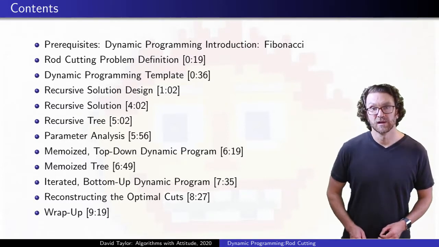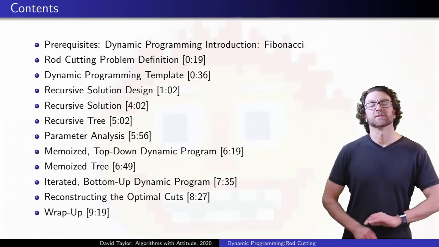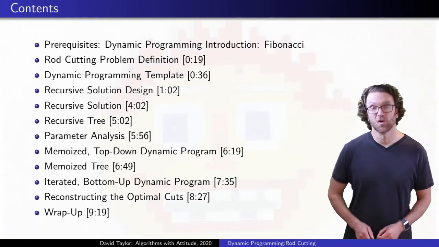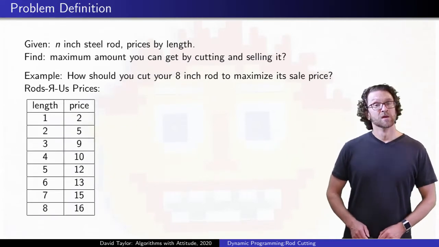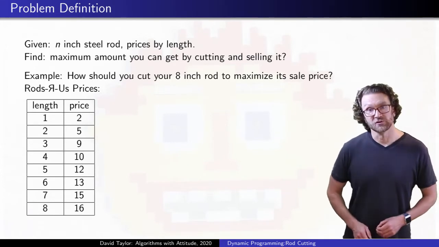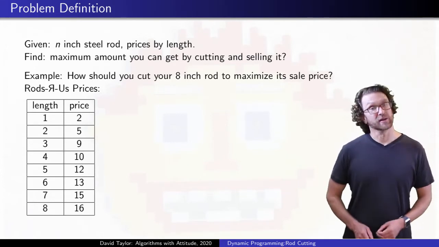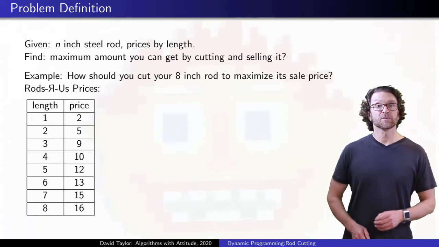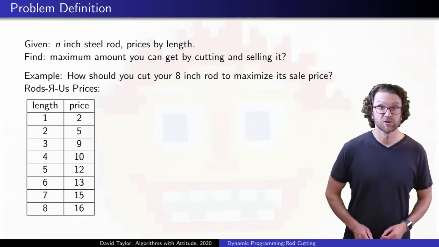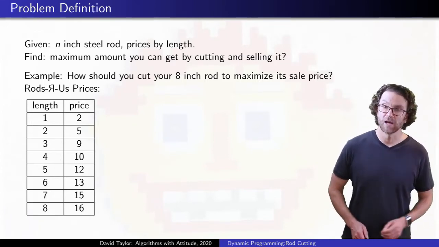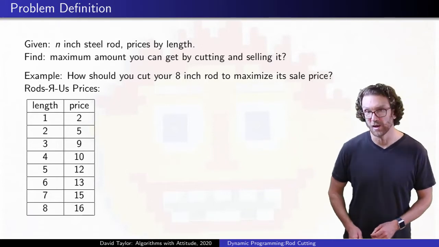Let's jump right in and define the problem, hopefully in a completely natural, non-awkward way. So you've got this n-inch long steel rod, and you want to sell it for as much as possible. You know the prices of rods of integer lengths, and you have a machine that can cut your rod to whatever integer lengths you want.